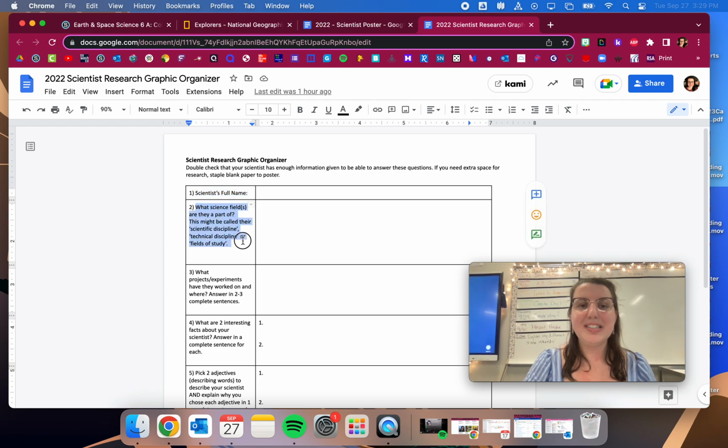Question 2, what science field or fields are they a part of? It might be called their scientific discipline, their technical discipline, or fields of study. So this is, are they a chemist, a physicist, a doctor, a photojournalist, a filmmaker, astrophysicist, whatever it might be.